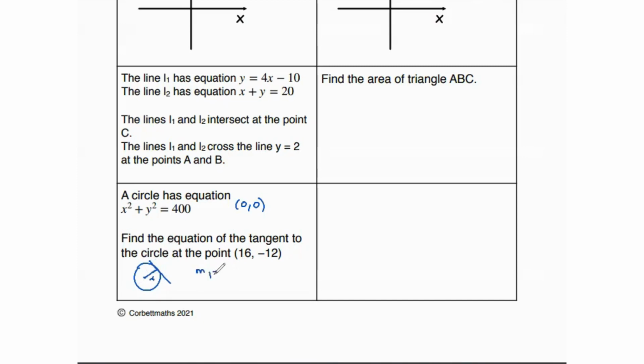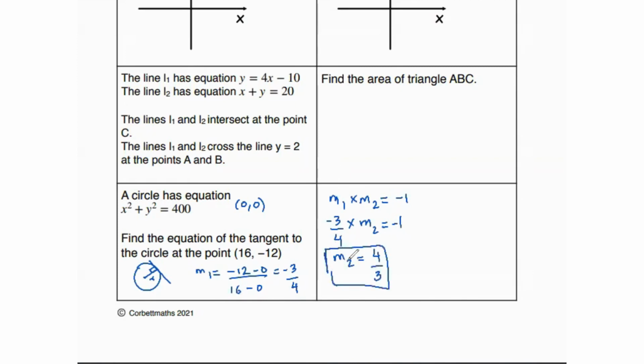I'm going to call this M1. M1 is going to be negative 12 minus 0 over 16 minus 0, which is basically equal to negative 3/4. Since the radius and tangent are at right angles to each other, because the tangent always makes a 90-degree angle with the radius, that means M1, the gradient of the radius, times M2, the gradient of the tangent, equals negative 1. So negative 3 by 4 times M2 equals negative 1, and M2 is going to equal 4 over 3. Now this is the gradient of the tangent.